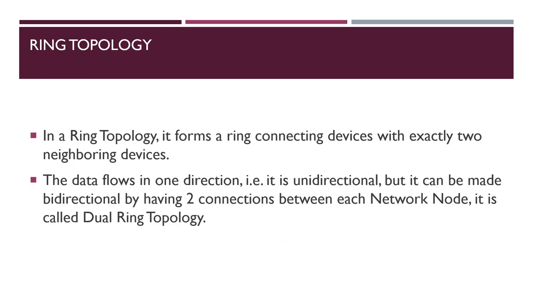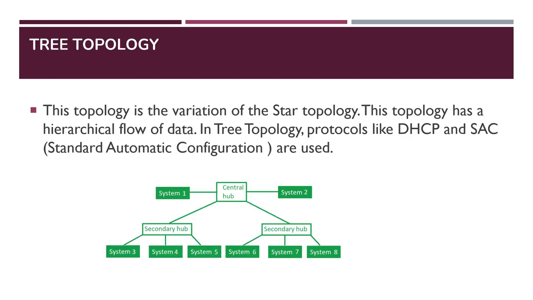And ring topology. For ring topology, it has a structural diagram. It's like a ring format. Ring connecting devices, and technically we can say it connects neighboring devices. It is unidirectional, and each and every node is connected between two neighboring nodes, and it is also called dual ring topology. Okay, and next one, tree topology.